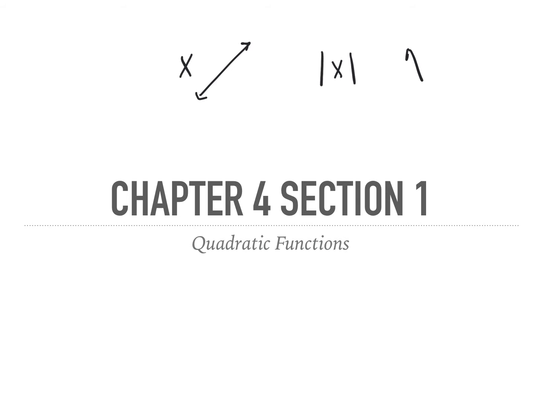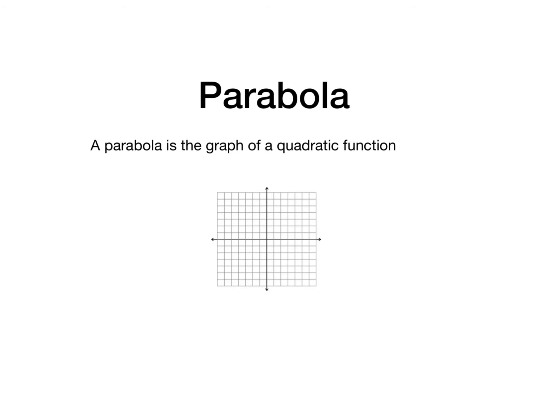The absolute value looks like a V. And now we're going to do quadratic functions. Quadratic functions are x squared, and our graph looks like a U. That U is called a parabola. A parabola is the graph of a quadratic function. So it looks like this.